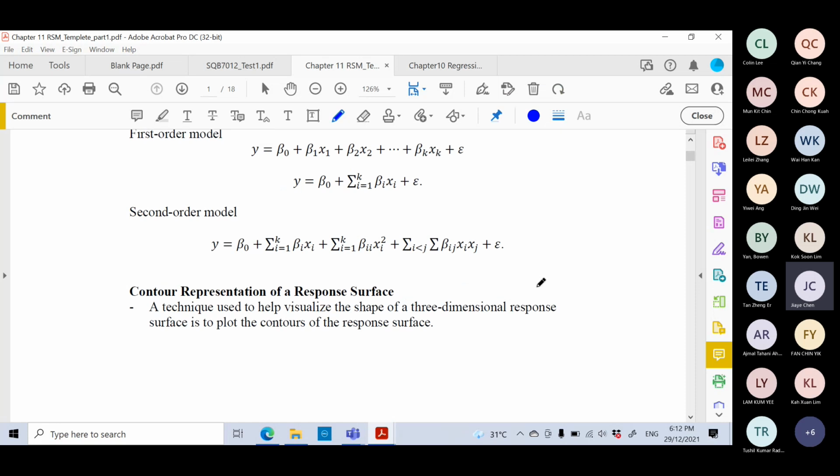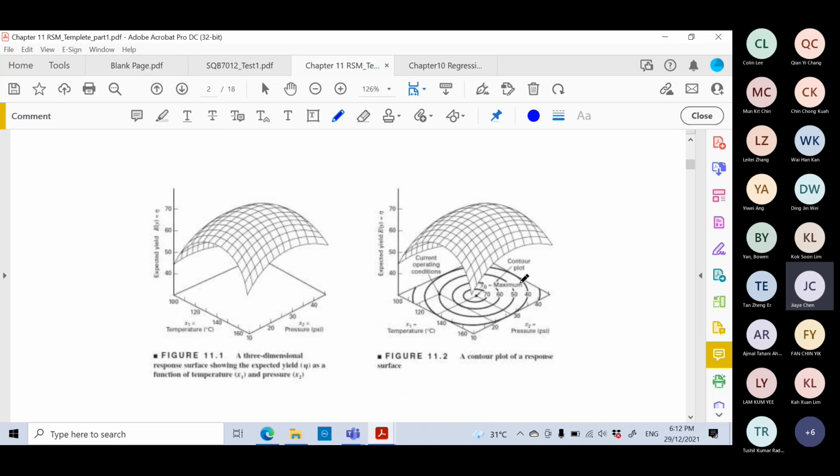Okay. So what does the contour look like for the response surface? A technique used to visualize the shape of the 3-dimensional response surface is to plot the contour of the response surface. So what does the response surface look like? This is what it looks like here. This is the temperature and the pressure here. Okay, we draw it in 2 dimensions. The temperature ranges from 100 until 160. The pressure is from 10 until 40. Then y is here, the mean of the response. So this is the graph here.